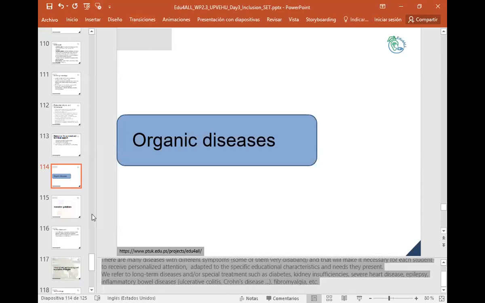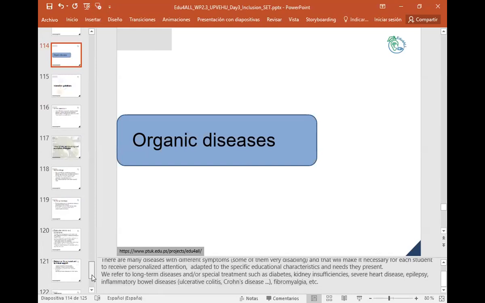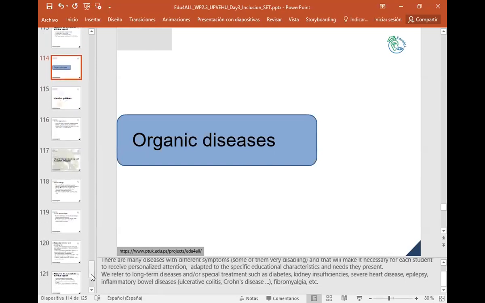If the heterogeneity in the groups treated before is great, the casuistry that we can encompass in this group is even greater. There are many diseases with different symptoms, some of them very disabling, and that will make it necessary for each student to receive personalized attention, adapted to the specific educational characteristics and needs they present. We refer to long-term diseases and/or special treatments such as diabetes, kidney insufficiencies, severe heart disease, epilepsy, inflammatory bowel diseases, ulcerative colitis, Crohn's disease, fibromyalgia, etc.